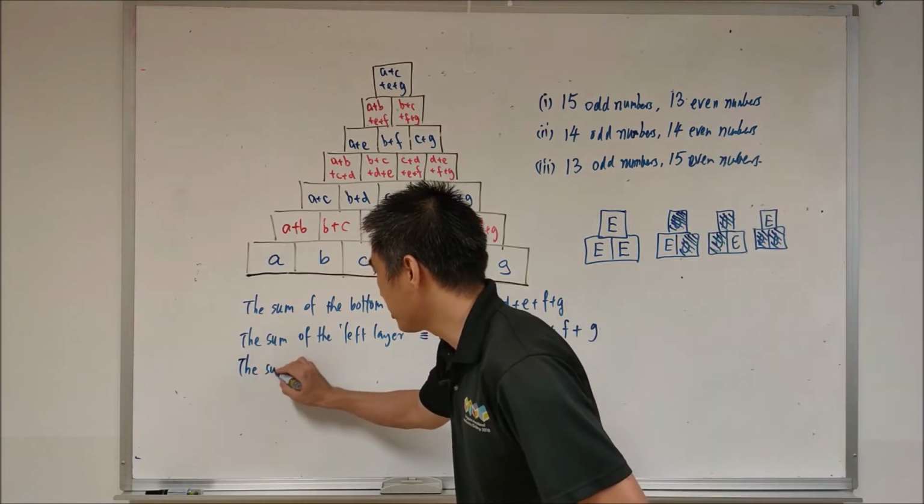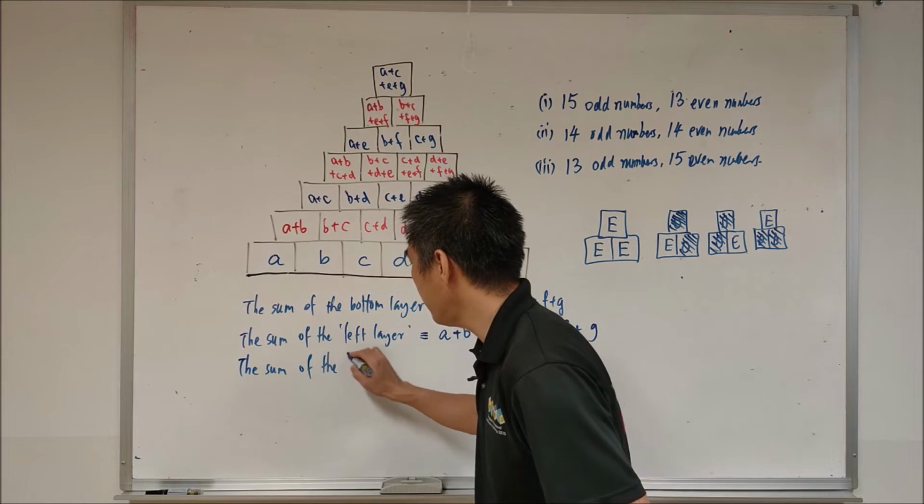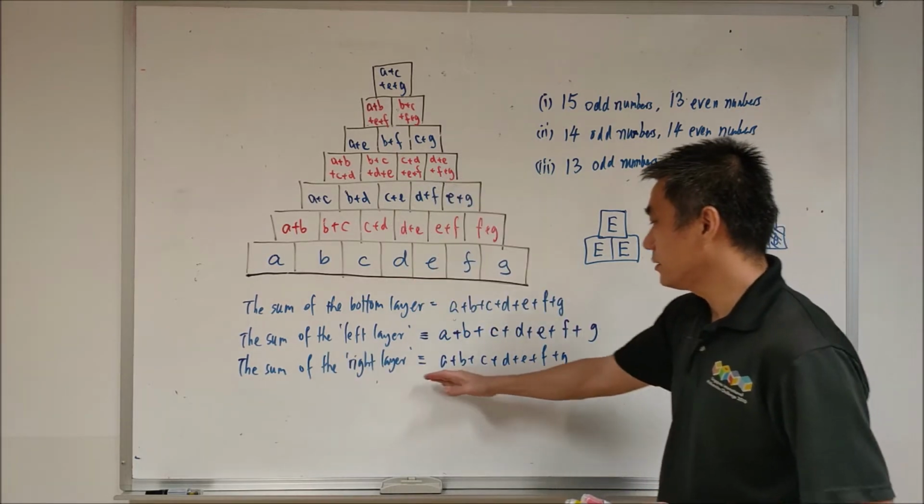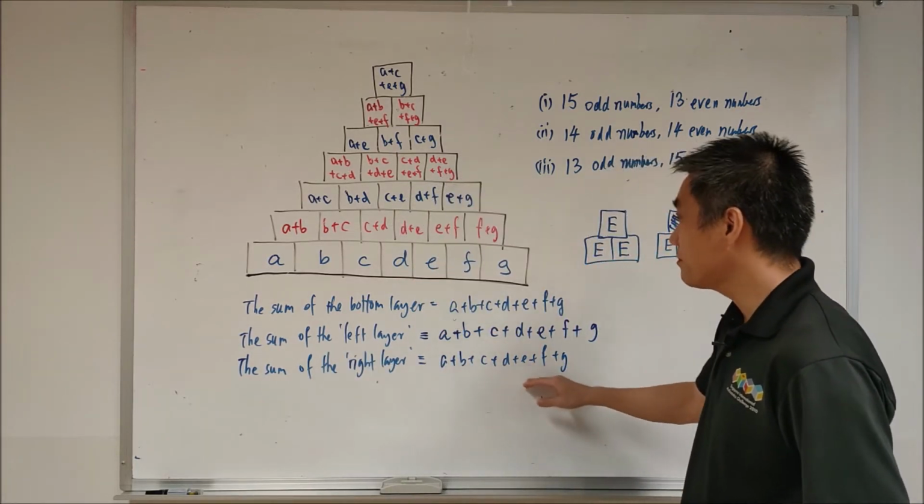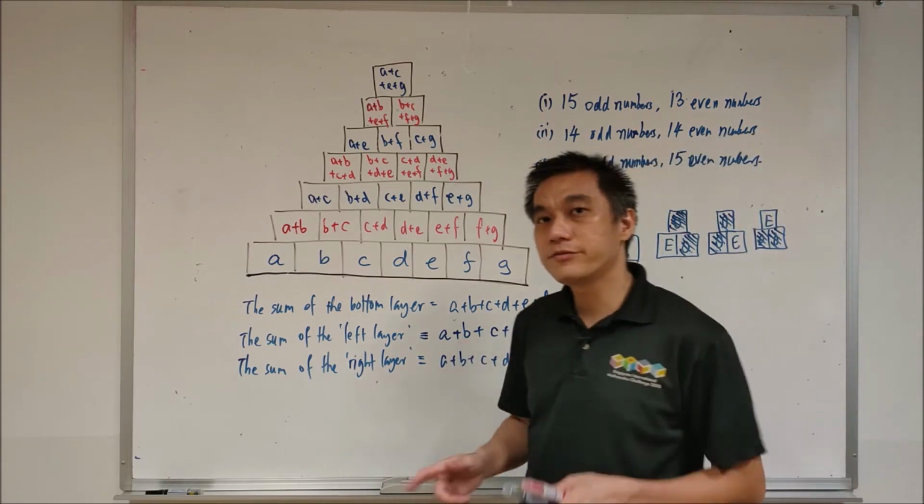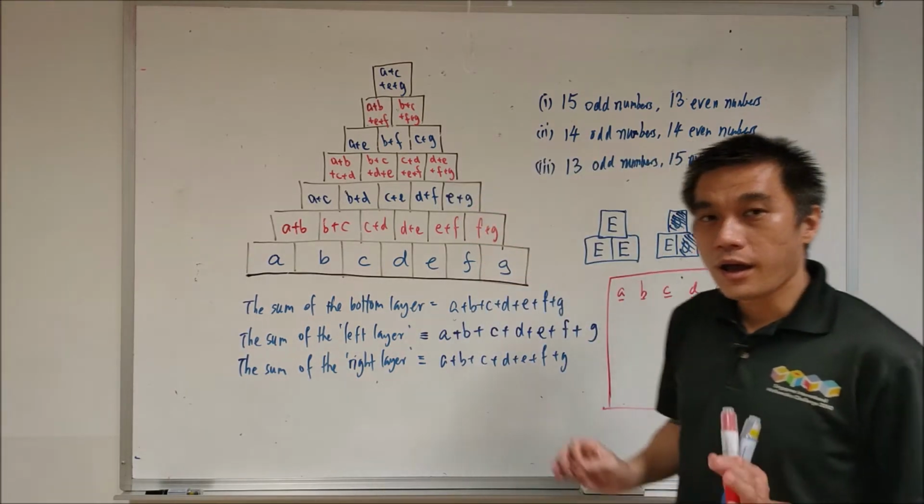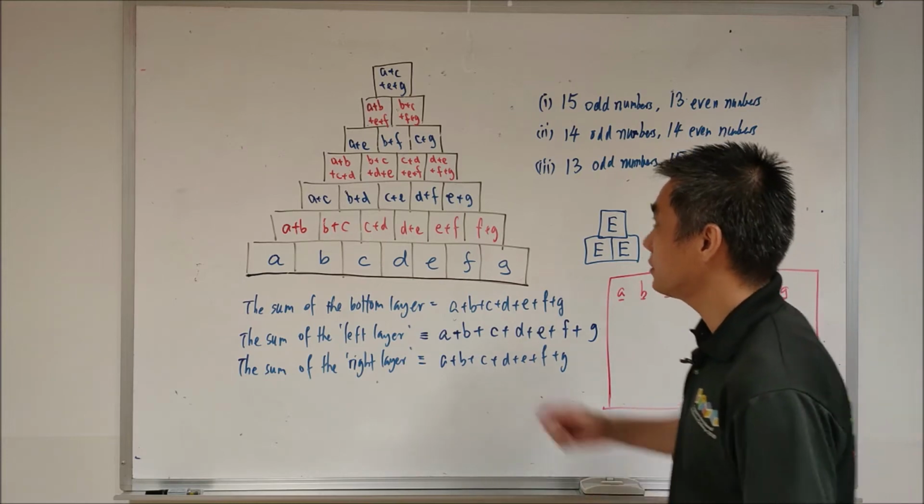You can easily check for the other layer. You can again check that it is of the same parity. So this proves our first result. Next, we are going to see how many A's are in the whole figure.